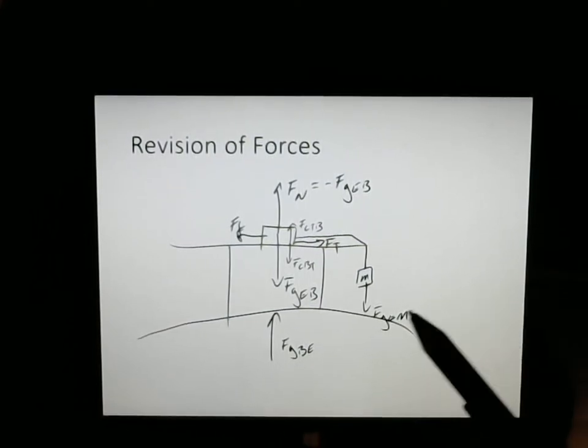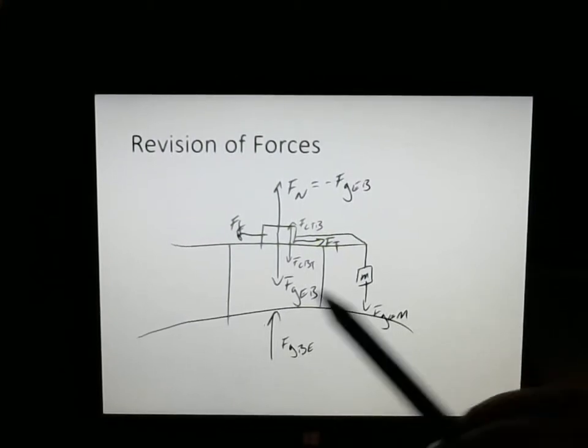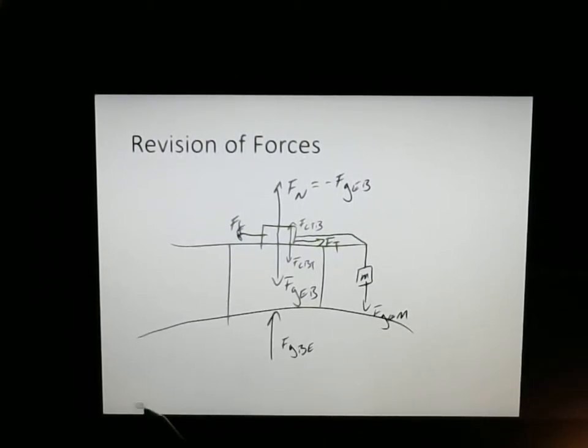Okay, so we've got our four forces, and these are ones that we should be labeling whenever we do our free body diagrams.